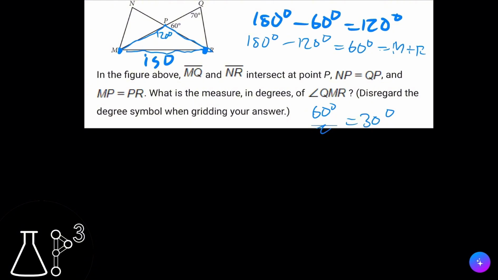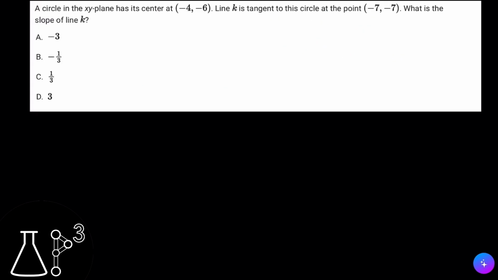So QMR equals 30 degrees. Okay, let's do another geometry question. A circle in an xy plane has its center at -6, -4. Line K is tangent to the circle at the point -7, -7. What is the slope of K?